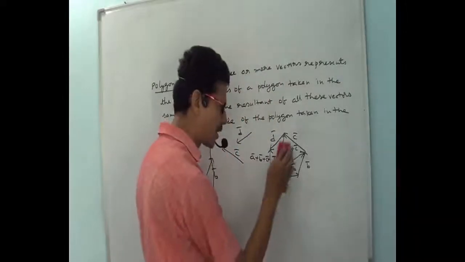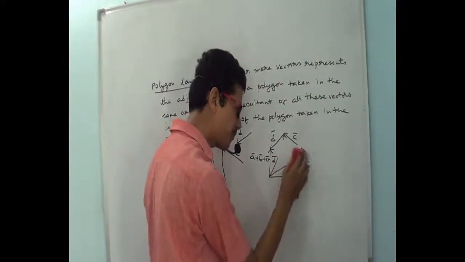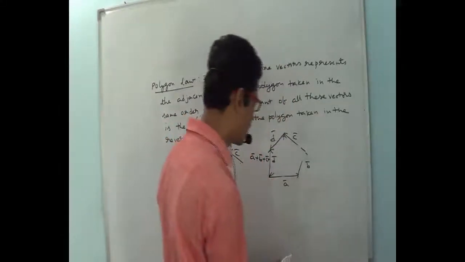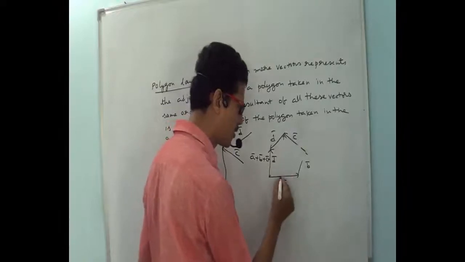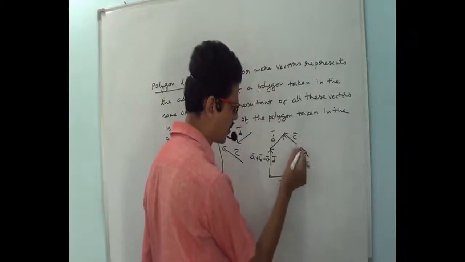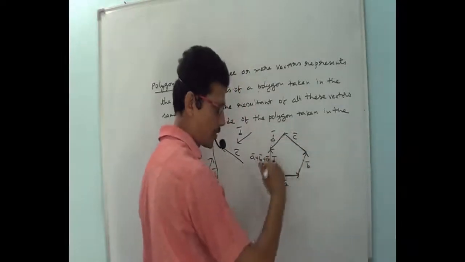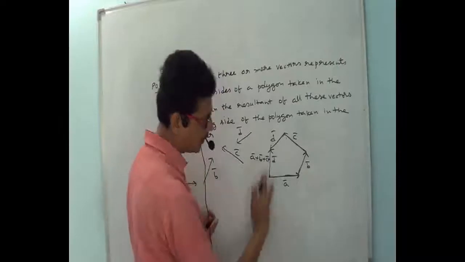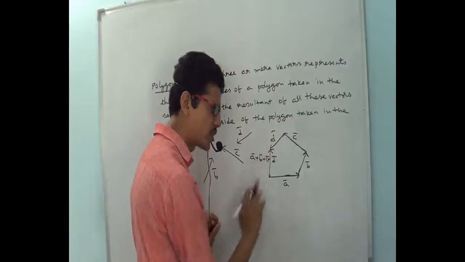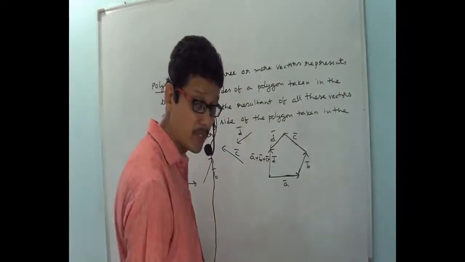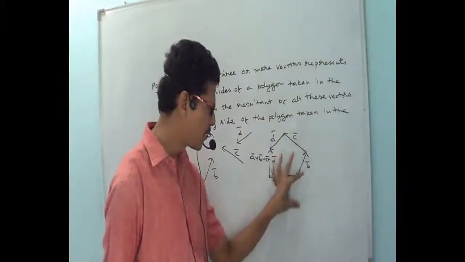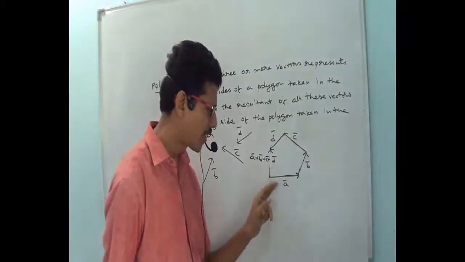Ultimately what we are saying is, if all the vectors A bar, B bar, C bar, D bar are representing the adjacent sides of a polygon taken in the same order, like this clockwise, but this is anti-clockwise, taken in the reverse order. The resultant of all these vectors is the closing side of the polygon taken in the reverse order.